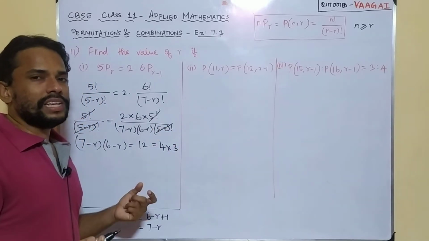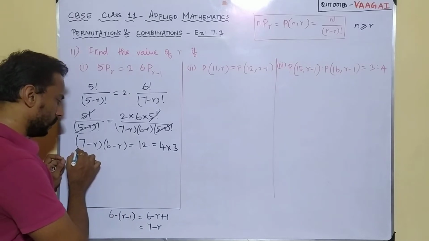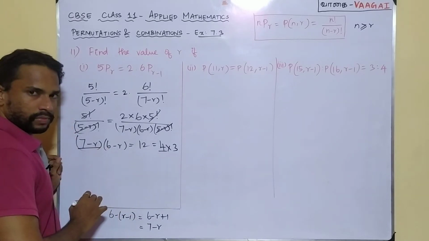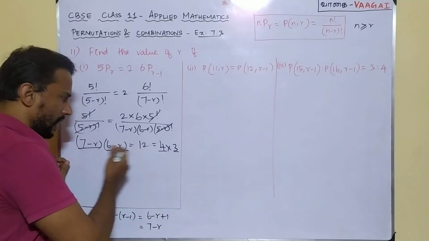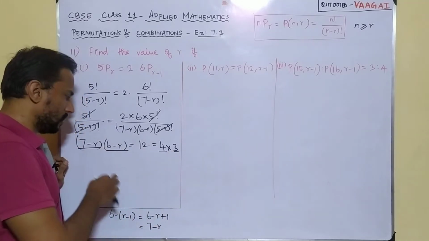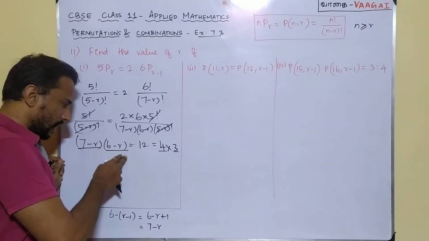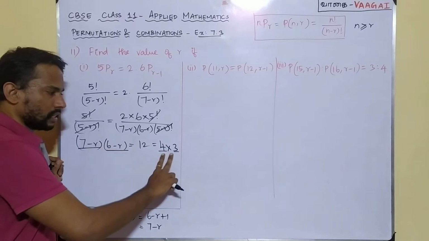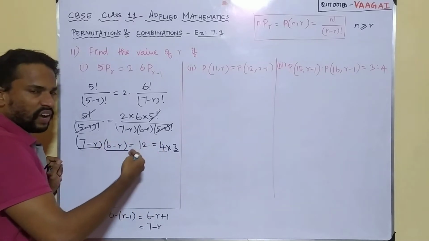Now we can very easily get the value of r. We can compare this 7 minus r with this 4, or this 6 minus r with this 3. Anyway, you will get the same value. Why? Because we just saw the reason. These two numbers represent these two values only. That is how we factorized this 12 itself.